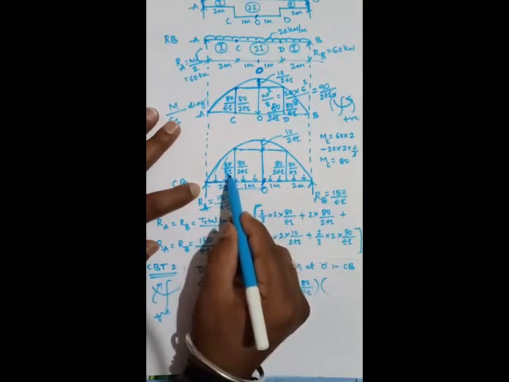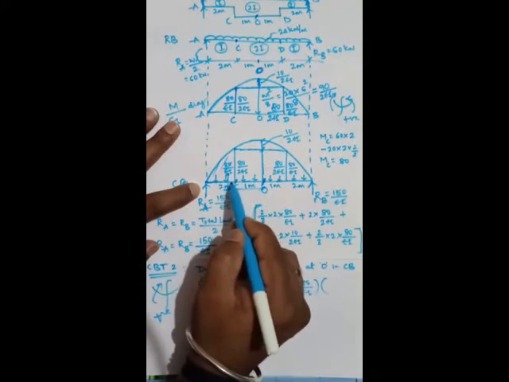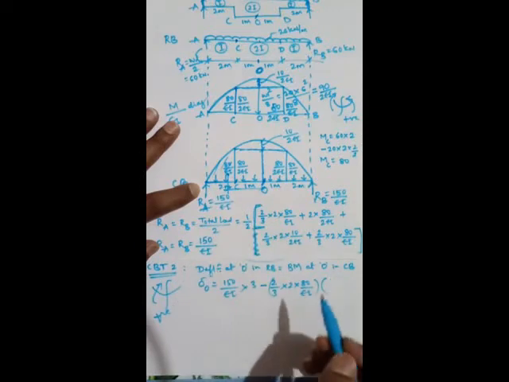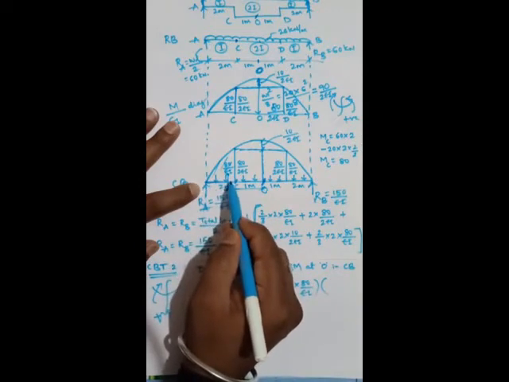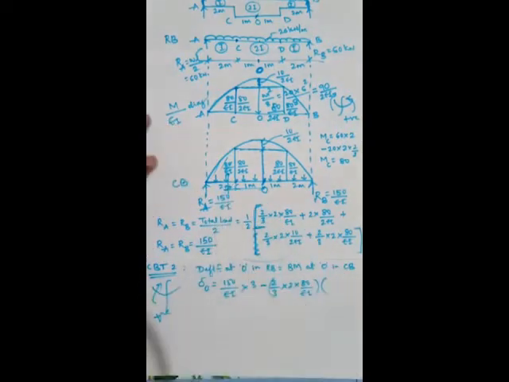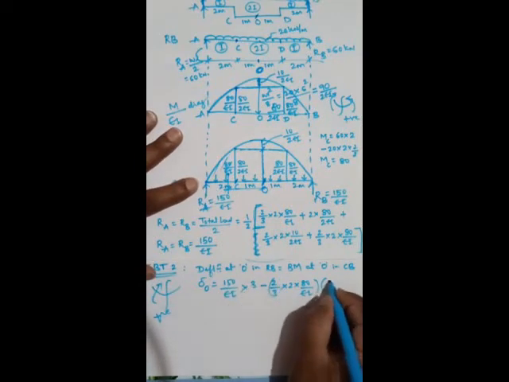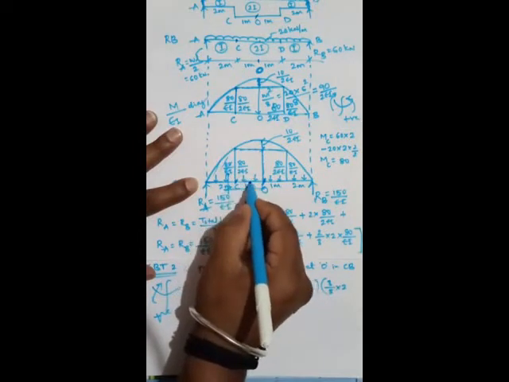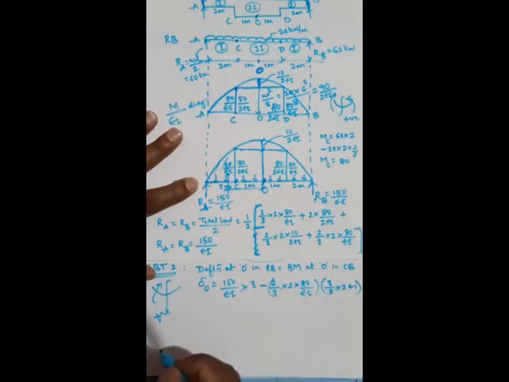What is this, from here to here? From the point of maximum height, this is 3/8 of L, correct? So this is 5/8 of L, this is 3/8 of L, is it correct? So let me check. Yes, it is 3/8 of L, that is 3/8 of 2 from here to here, plus this is 1 meter, plus 1, okay?